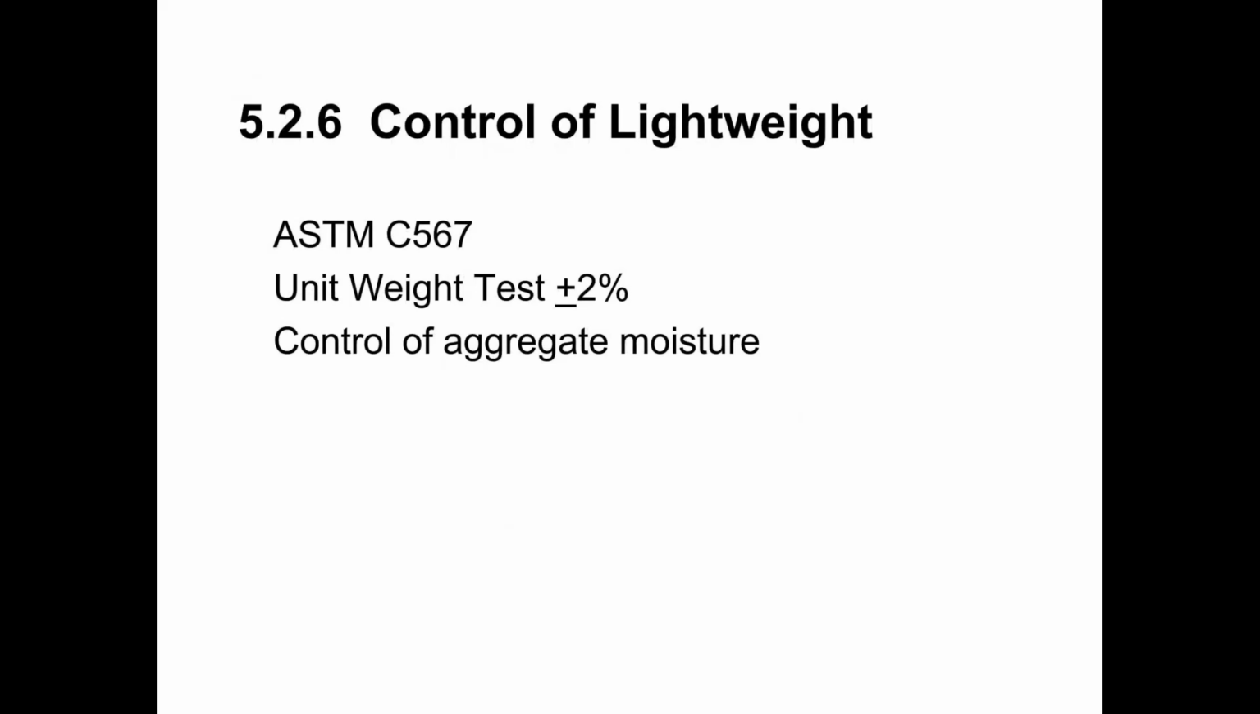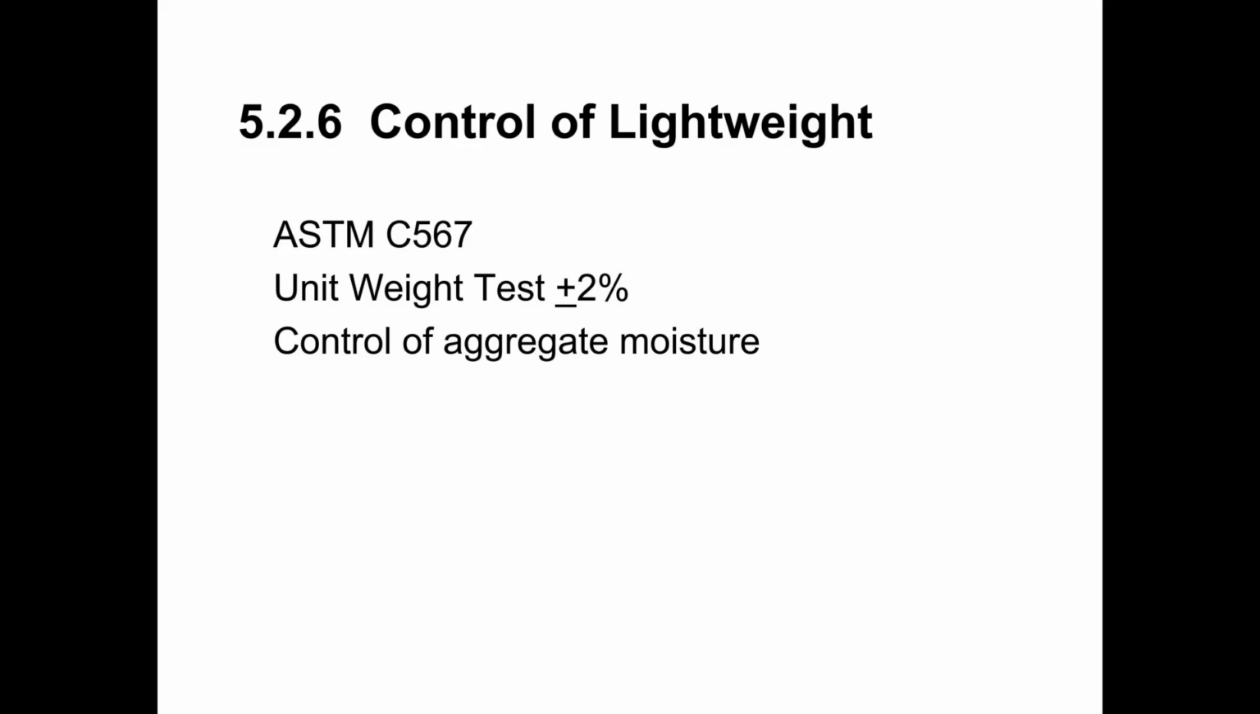All right, as far as control of lightweight mixes, we have to make frequent checks of the fresh concrete unit weight. That's another indicator of how accurately we are accounting for the aggregate moisture. If we're not accurately accounting for moisture, then we're going to see variations in our fresh concrete unit weight. The unit weight shouldn't vary more than plus or minus 2% from test to test. So from whatever the target unit weight is based on our mix design, the actual unit weight should be within plus or minus 2% of that target unit weight.